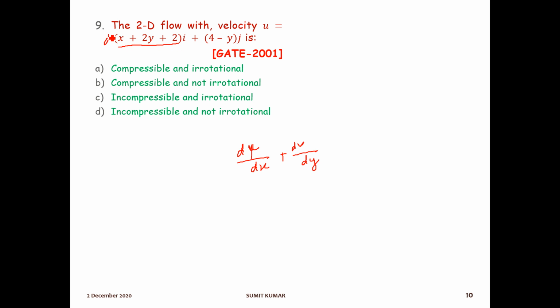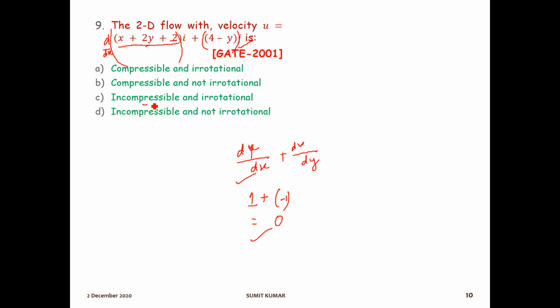The derivative of this will be 0, this will again be 0, and this will be only 1. So it will be 1 plus dv by dy, and v is what? The velocity component along the y direction. So dv by dy is what? The first term will be 0, and the derivative of minus y is minus 1. So it is coming 0. Since this velocity field satisfies the continuity equation, it will be an incompressible flow.